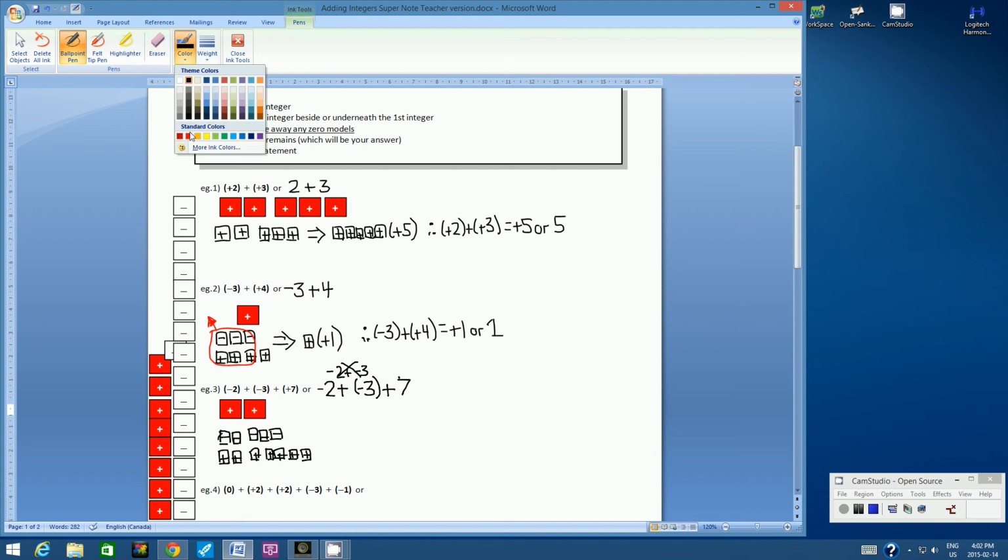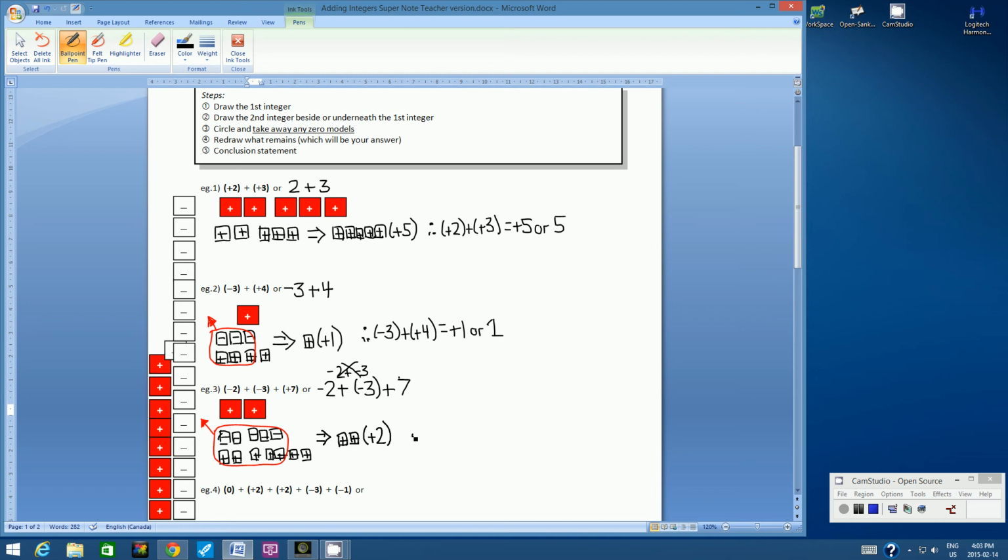Well, we already know there are because we built the tile model in front of us. There are, in fact, 5 0 models that I need to show you, to show me that they are being taken away with this arrow here. All right. So step number 4, redraw what remains. We draw this arrow, and what are we left with? We're left with 2 positive tiles. And because it's the answer, we want to put the integer as well.